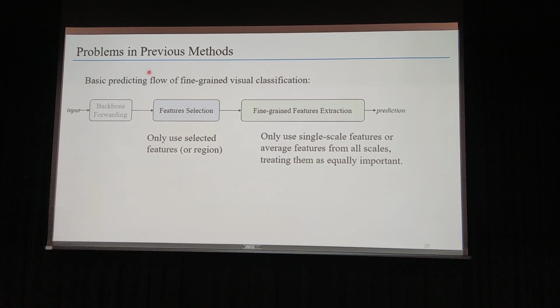Okay. After discussing these approaches, let's now address some issues with these methods. This is a basic predicting flow of fine-grained visual classification, divided into three steps. First, backbone forwarding. Second, feature selection. And third, fine-grained feature extraction. In the second step, they only use selected features, which focus attention on selected areas and fail to limit the performance of areas not selected. In the third step, they only use single-scale features or average features from all scales, treating them as equally important. This approach does not effectively utilize features of varying scales, which is particularly crucial in fine-grained tasks where the feature scale should be important.